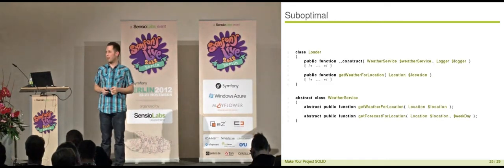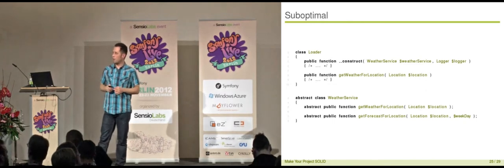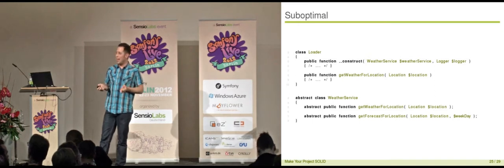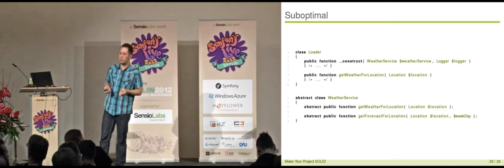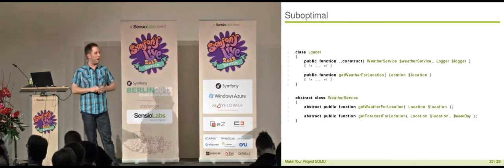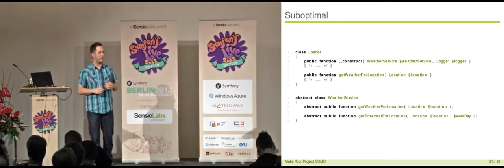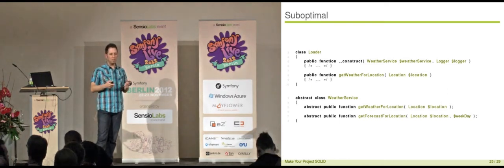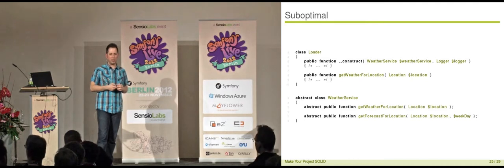Let's take a look at an example again. We have our weather loader here. This weather loader receives a weather service, nicely, and a logger, and it has a single method, getWeatherForLocation. However, our base class weather service does not only provide the getWeatherForLocation method, but it provides two methods, getWeather and getForecast. There's nothing really bad about that at first glance.